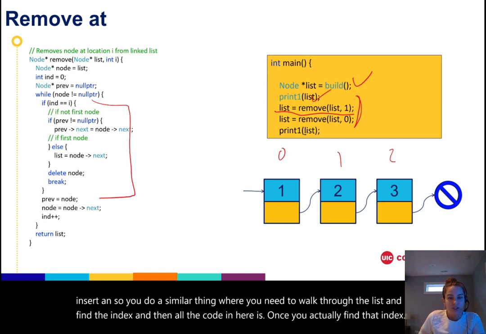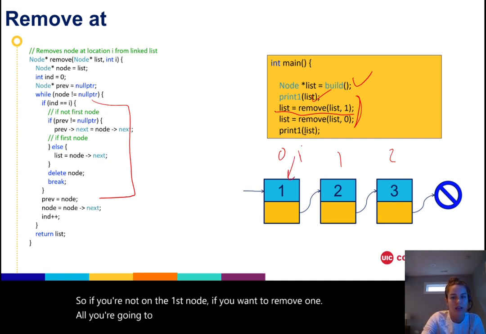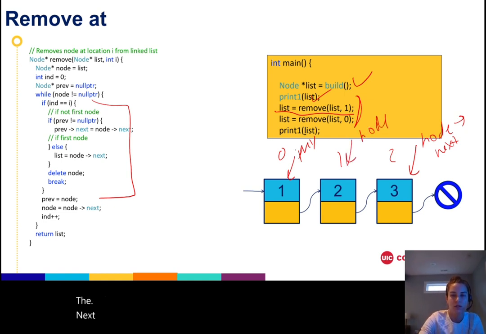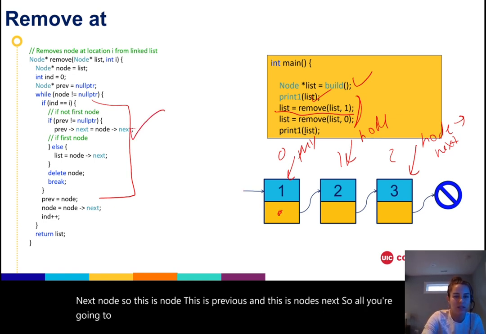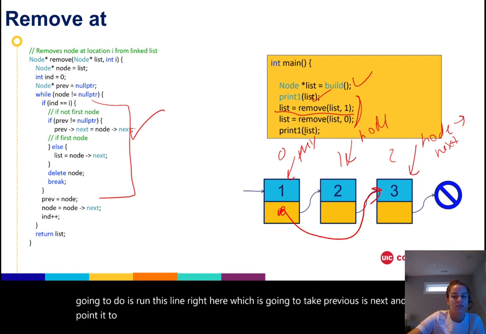So if you're not on the first node, if you want to remove 1, all you're going to do is take the previous node and link it to the next node. So this is node, this is previous, and this is node's next. So all you're going to do is run this line right here, which is going to take previous's next and point it to node's next. And so that basically updates the wiring.